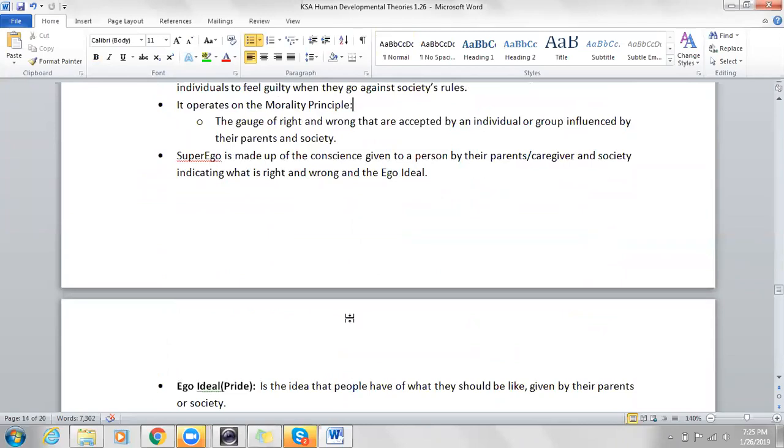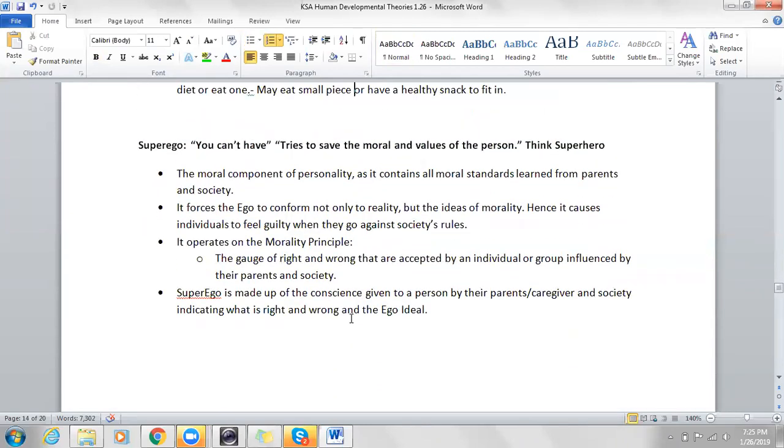Superego leads on the philosophy of like, you can't have it, or tries to save the morals and values of the person. Think of a superhero. And this is the moral component of personality, as it contains all moral standards learned from parents and society.